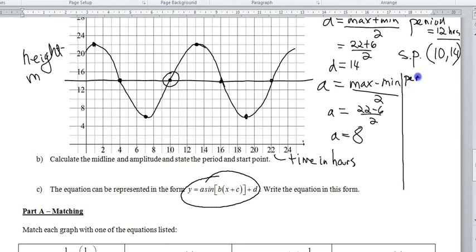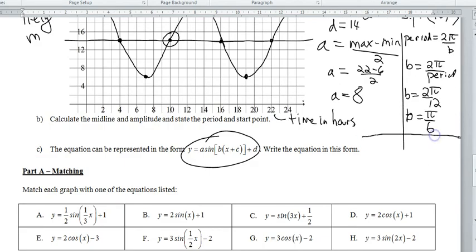Okay, period. So we got some work to do, right? We know the period is 2 pi over b, which means b is 2 pi over the period. So b is 2 pi over 12, which is pi over 6, right? And we're just going to leave that. We'll enter it into our calculator as pi divided by 6, okay? And everybody will be happy. Calculator will be happy. We'll be happy.